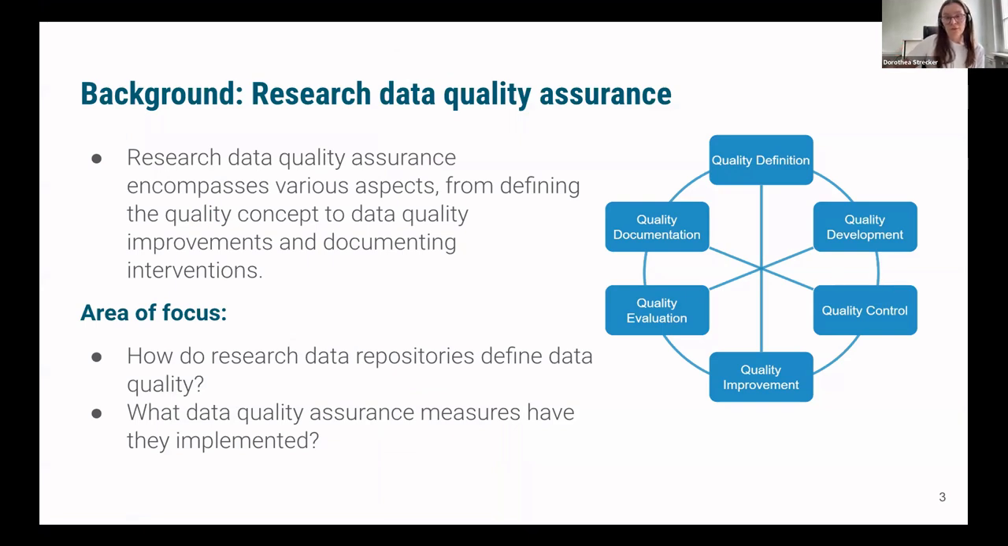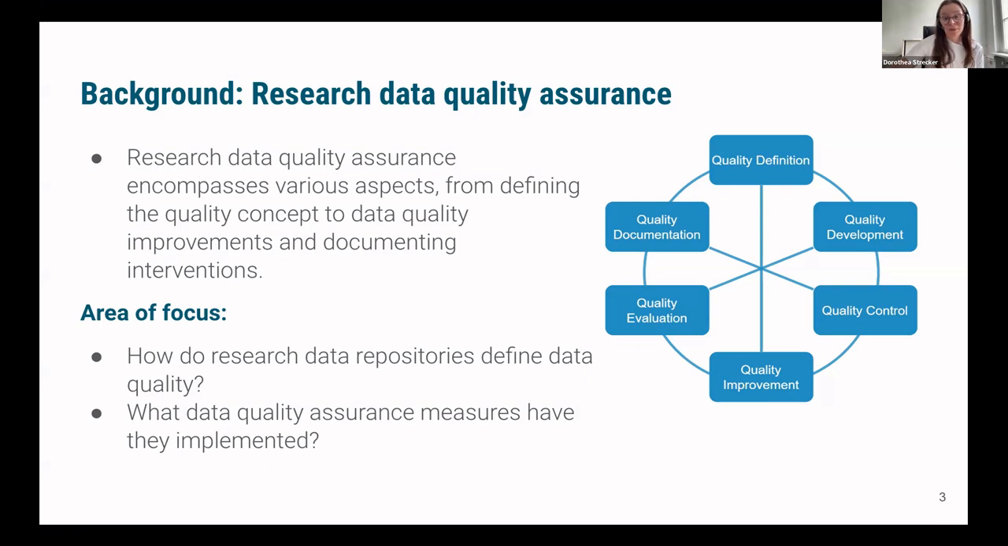So this piece of research was conducted as part of the project Re3 Data Co-Ref, and is also part of Maxi's dissertation. First, we started by reviewing the existing literature on data quality, and we found that research data quality assurance includes many aspects, and these range from defining what quality actually means in a given context to taking specific measures to improve quality and documenting interventions, among several other steps.